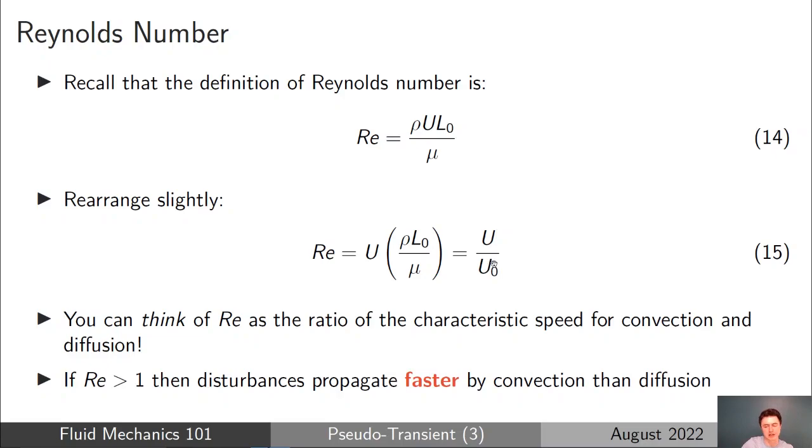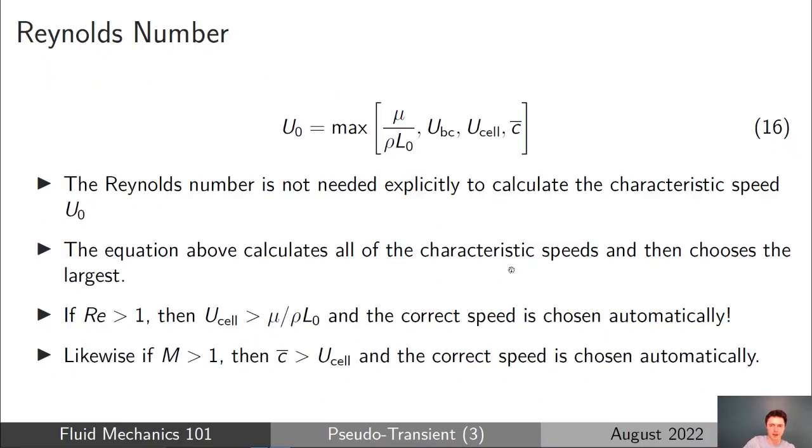If the characteristic speed for diffusion is larger than the characteristic speed for convection, then the Reynolds number would be less than 1. And the effect of that boundary is going to propagate much faster by diffusion than convection. And so if you have a look at the expression there, equation 16, that we put together for the characteristic speed for the domain, if the CFD code calculates all of these values and the characteristic speed for diffusion happens to be larger than the maximum velocity on the boundary and the maximum velocity in the mesh, then that implicitly means that the Reynolds number is probably going to be less than 1.